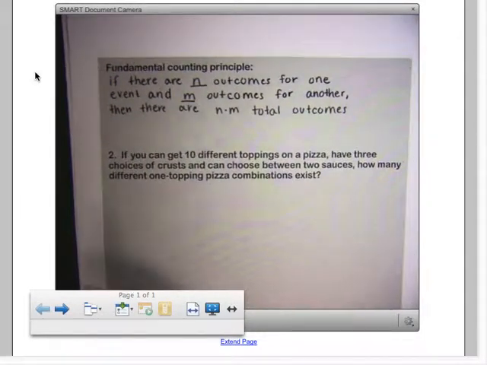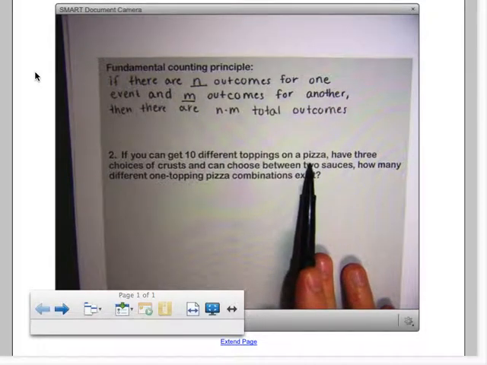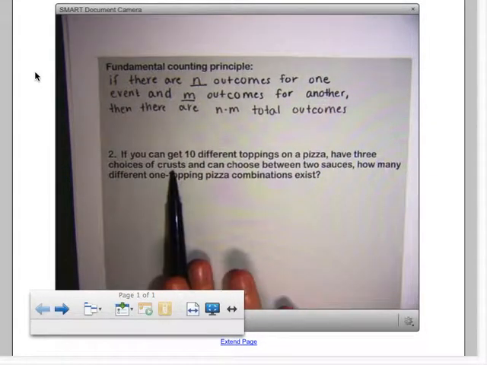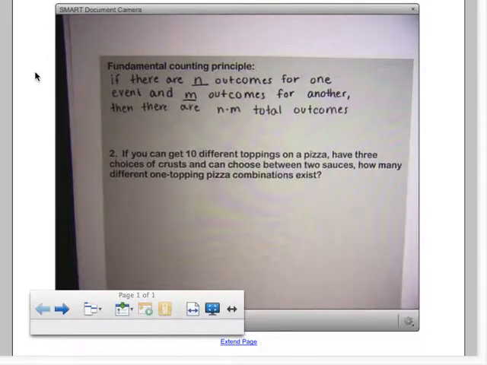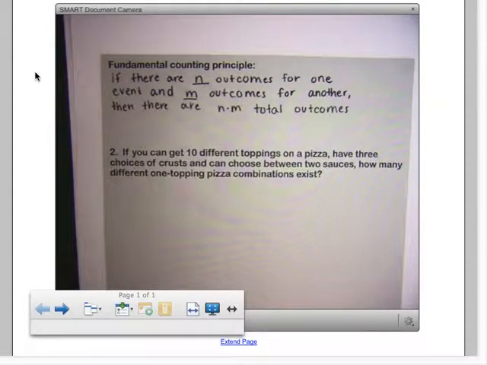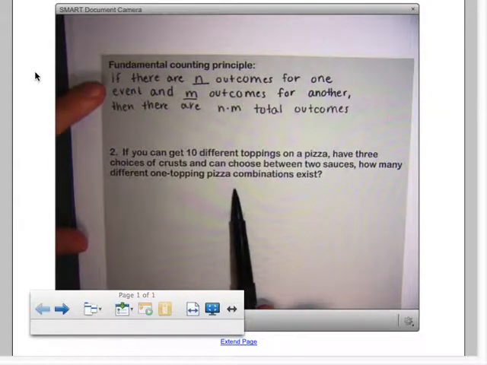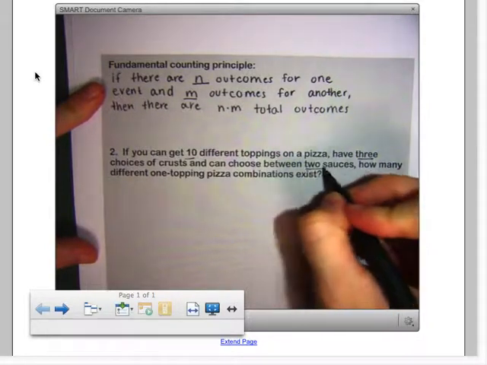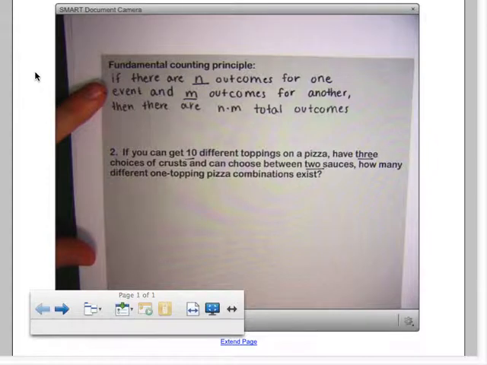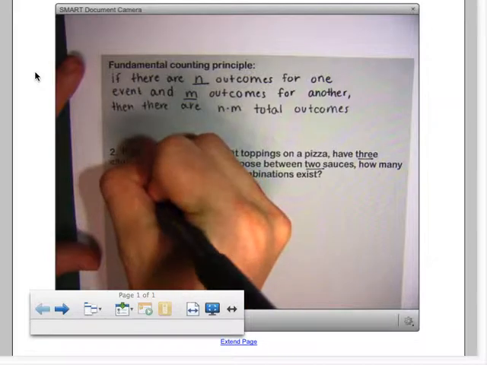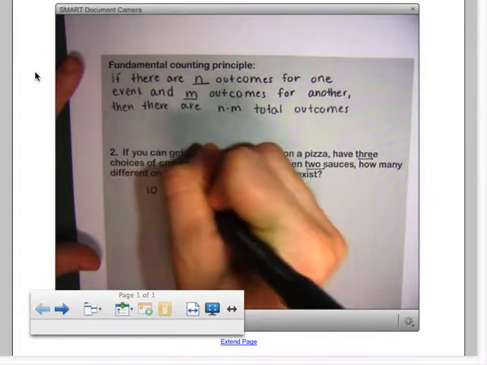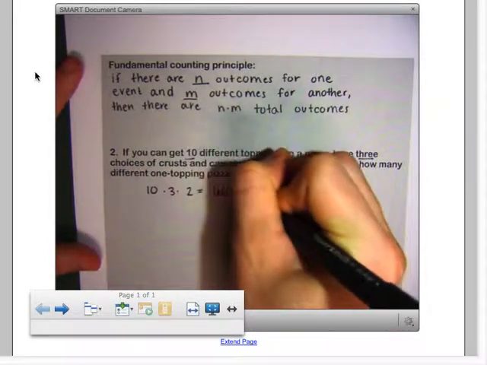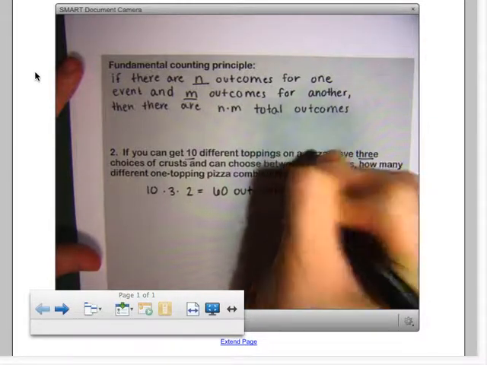Okay, so for example, you can get 10 different toppings on a pizza. You have 3 choices of crust, and you can choose between 2 sauces. How many different one-topping pizza combinations exist? Okay, so this uses the fundamental counting principle because we just have a different quantity for each outcome. So we have 10, 3, and 2. And we want to know the total outcomes, or the total combinations. So we're just going to multiply them together. So we have 10 times 3 times 2. So we would have 60 outcomes, or 60 combinations.